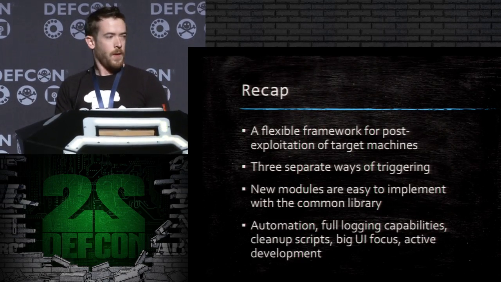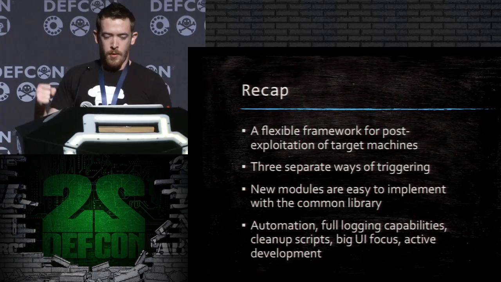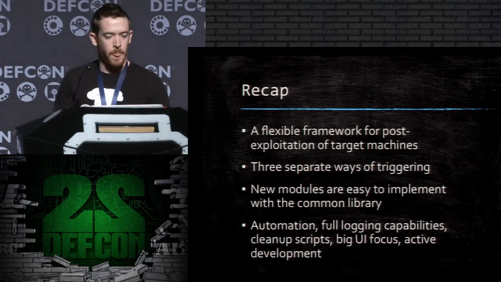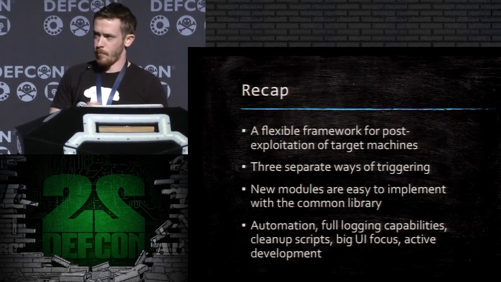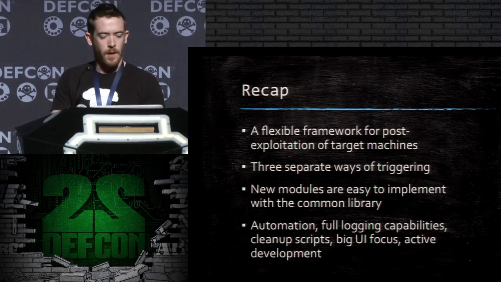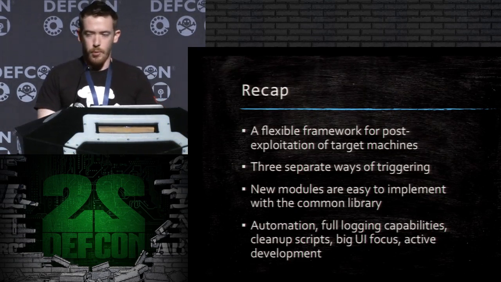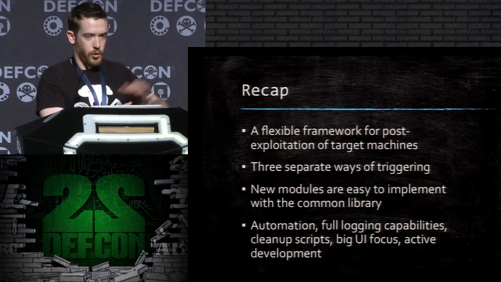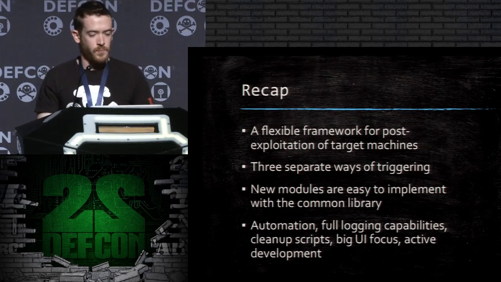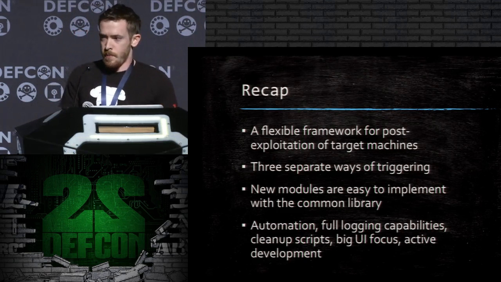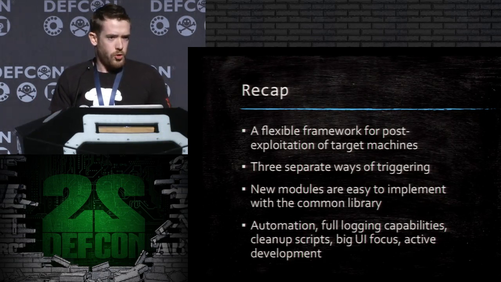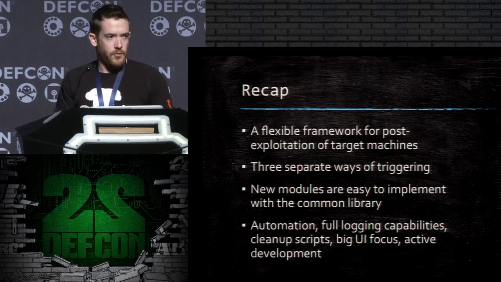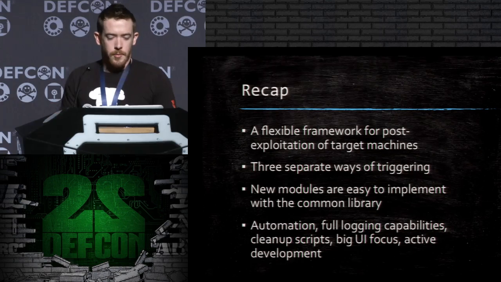So a quick recap. Veil Pillage is a flexible framework for post-exploitation of target machines on an internal pen test. There's 3 separate ways of triggering with a preference on stealth with WMIS. New modules are really easy to implement with the common library. You can just drop them in the tree, that enumeration folder or whatever, split up, and it'll load it right up for you. There's a lot of automation. There's complete full logging capabilities. There's complete cleanup capabilities. There's a really big UI focus, and we're going to have active development for a while.